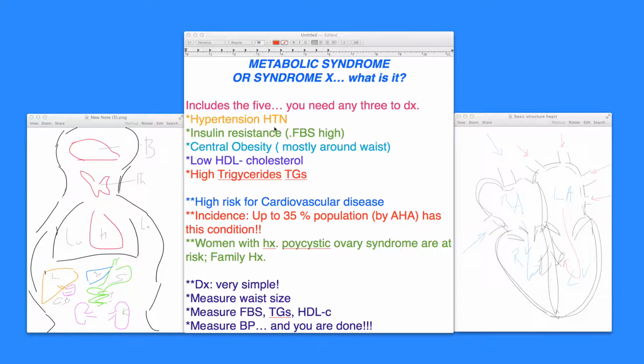So now you'll never forget the 5 things that really constitute this syndrome: hypertension, high blood pressure; insulin resistance, that means high fasting sugars; central obesity, remember it's a central obesity where the waist size is big; low HDL; and high triglyceride levels, or high TGs. Now, obviously, you don't need all the 5 to make a diagnosis, but even if you have 3 of the 5, that's sufficient. 1 of the 5 will make you high risk for cardiovascular disease, but 3 of the 5 will definitely put you into the category of diagnosis of metabolic syndrome or syndrome X.